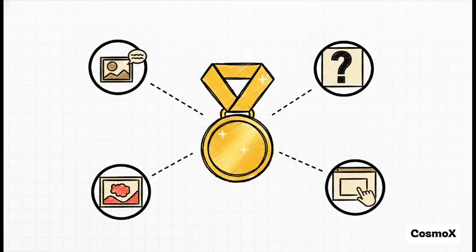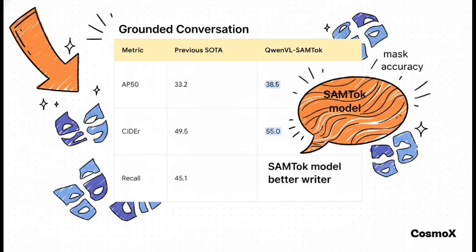Okay, let's look at the actual numbers for that conversation task we saw at the very beginning. Look at AP 50. That's basically a score for how accurate the masks are. The SAMTok model jumped from 33.2 all the way up to 38.5. That's a big deal. Now look at side-air. That measures how good the written descriptions are. It went from 49.5 to 55.0. These are not small improvements, folks. The model is way more accurate and it's a much better writer.